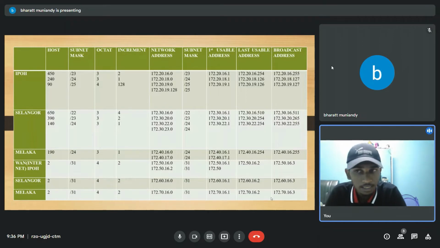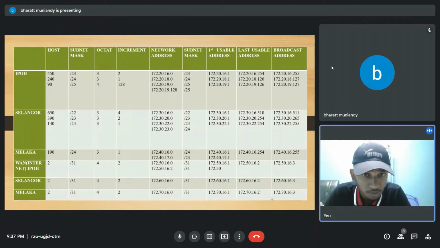Okay, for the Malacca, the host is 190, so the subnet mask will be /24. So the host will be in octal 3, and the increment is 1. So we start from the network address. First we write the answer that has been given in the table. So the next one will be plus 1, which is 172.40.17.0. Okay, the subnet mask will remain the same as earlier, which is /24.